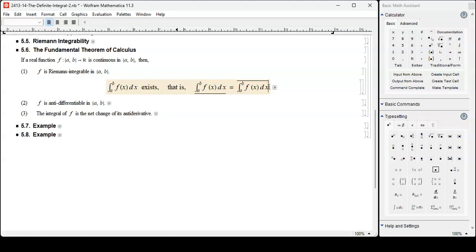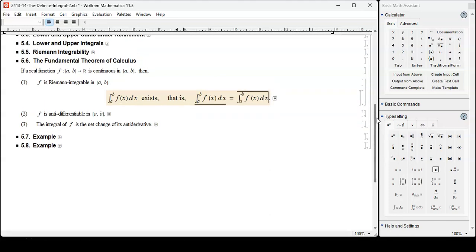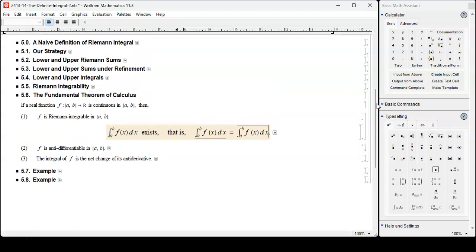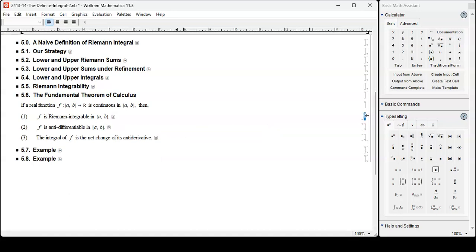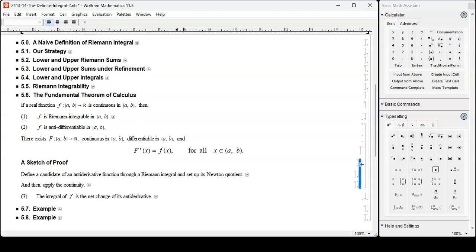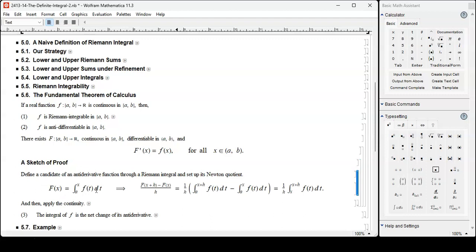It's not a precise proof. Actually, I skipped the uniform continuity part, but otherwise, everything is pretty much there. So, continuous function is Riemann integrable. Does it help for part 2? Yes. Because Riemann integral exists, you can define your antiderivative function using Riemann integral. You can define it like this.